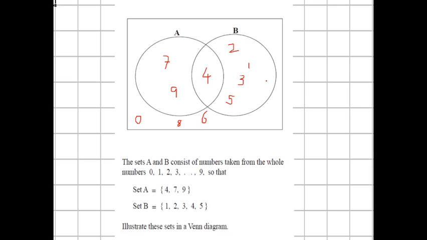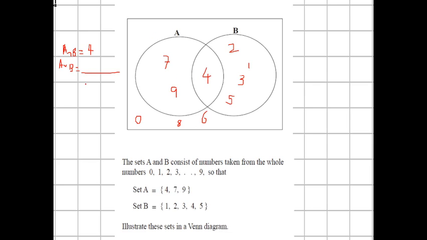If I wanted the intersection, A intersection B, that would just be equal to 4. If I wanted the union, A union B, that would be equal to 1, 2, 3, 4, 5, 7, and 9. I'm not going to write that down because it takes me ages to write.